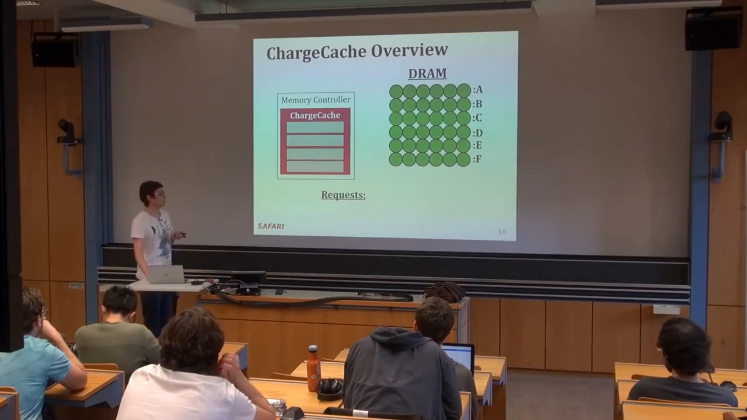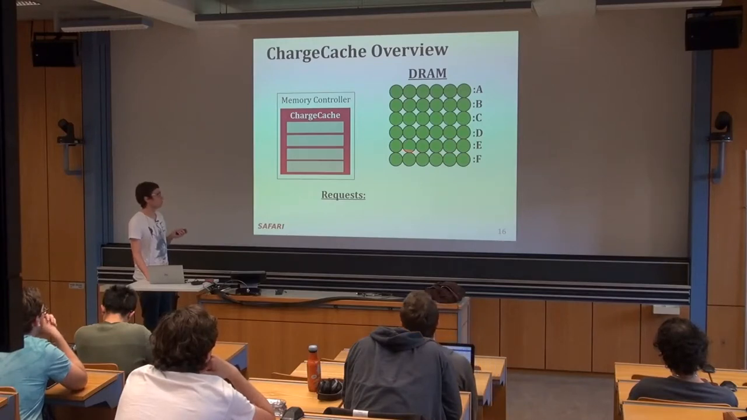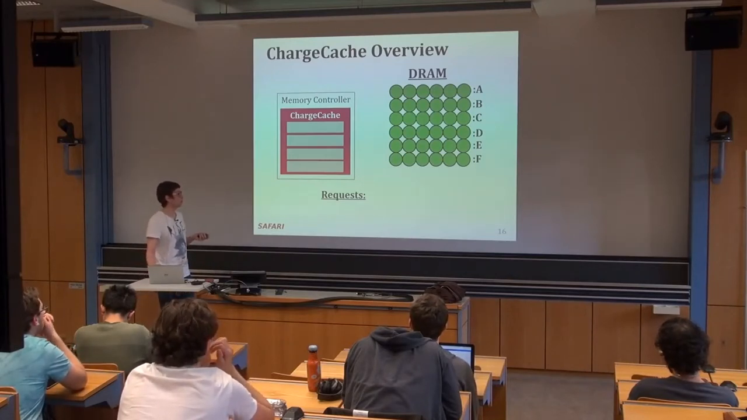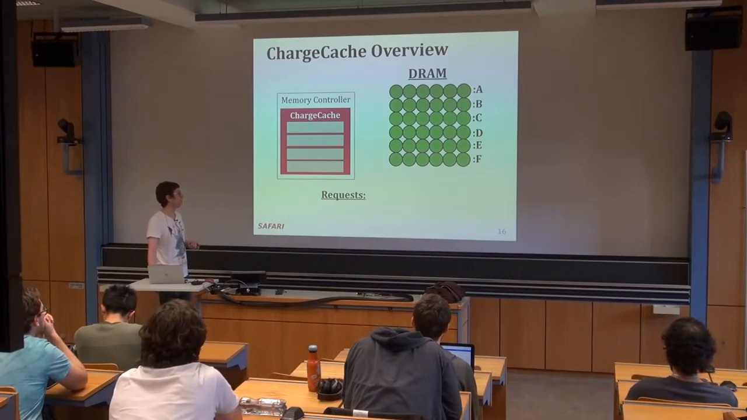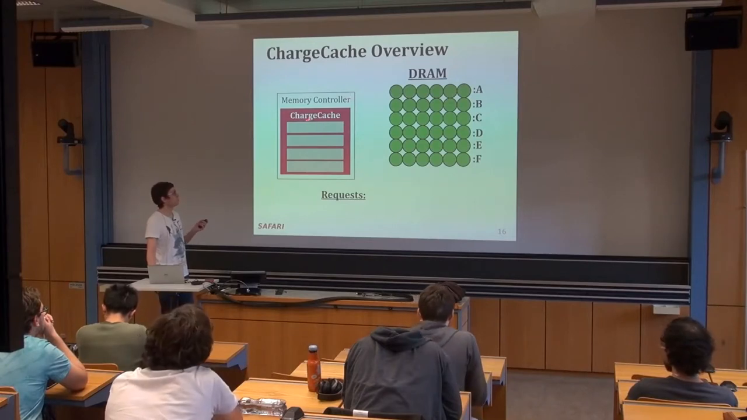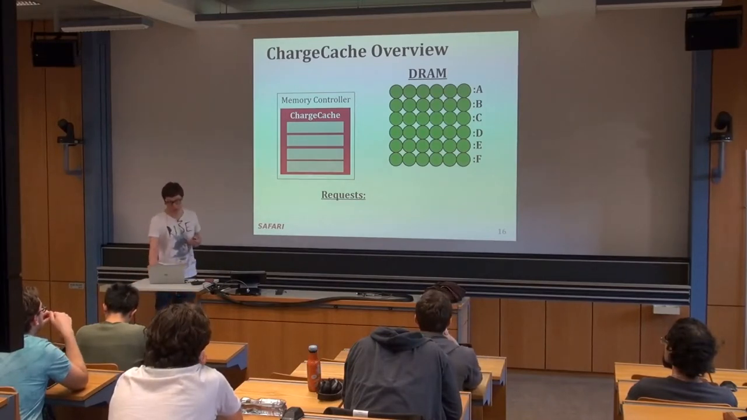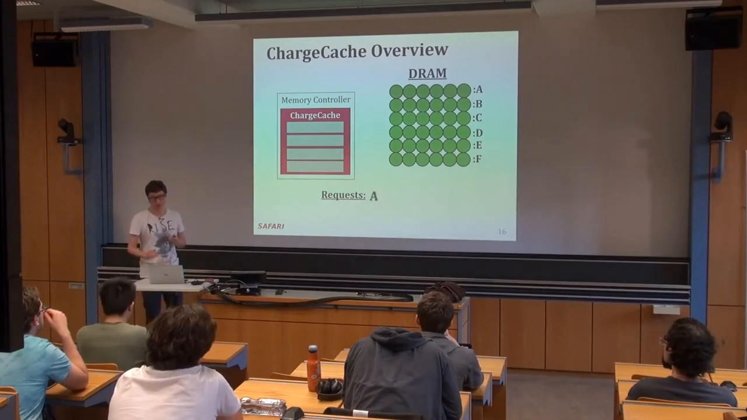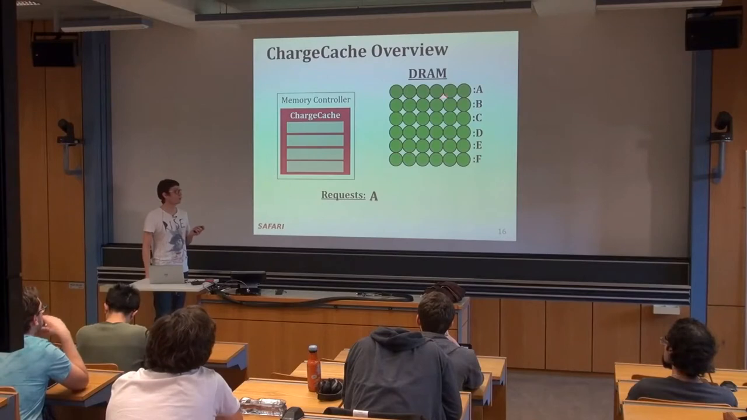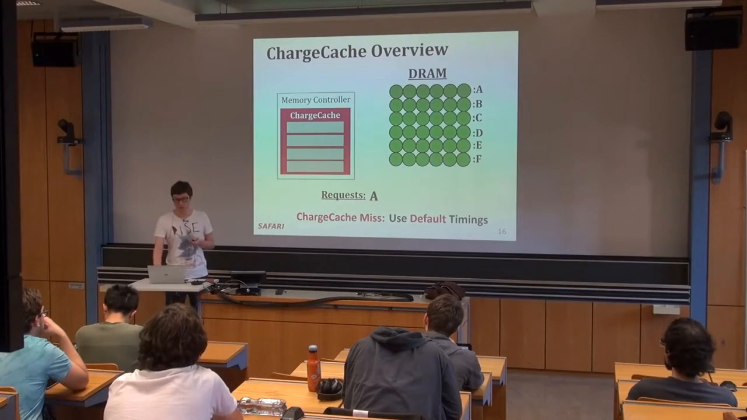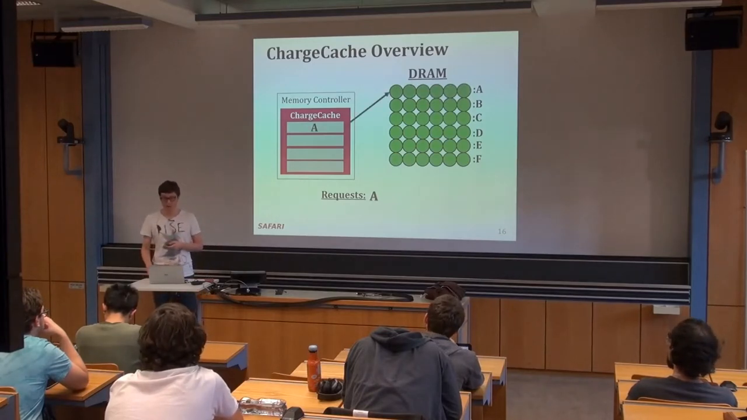Here's a visual example to show you how it works. We have the same DRAM cell array, or you can think of it as a bank, with rows enumerated from A to F. This is the memory controller, and this is what we add to it: a table. In this case, we have only 4 entries. Let's see what happens when we receive a request to a cell in row A. Since initially this table is empty, we get a ChargeCache miss, which means we need to use default timing parameters to activate this row and read the data.